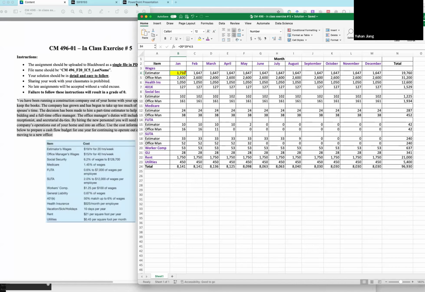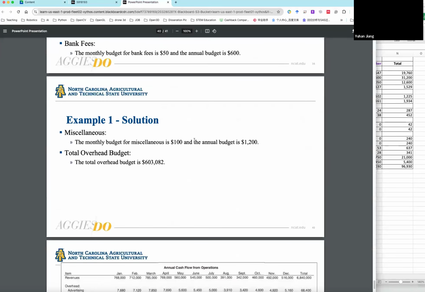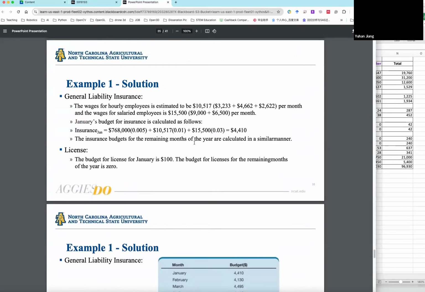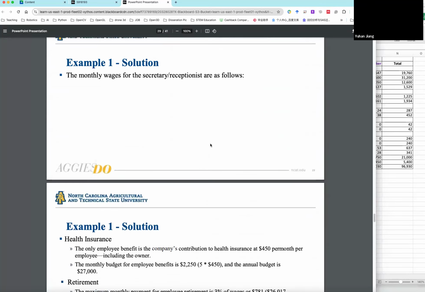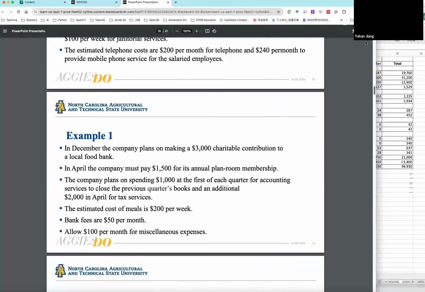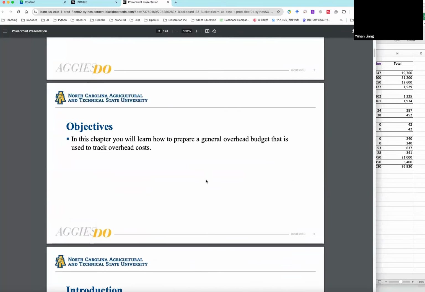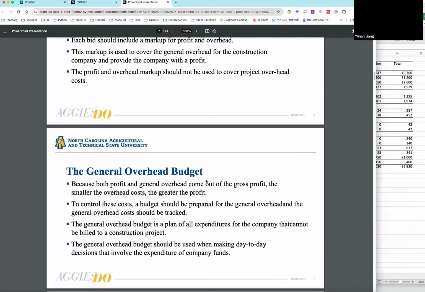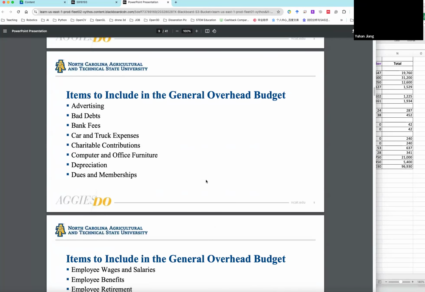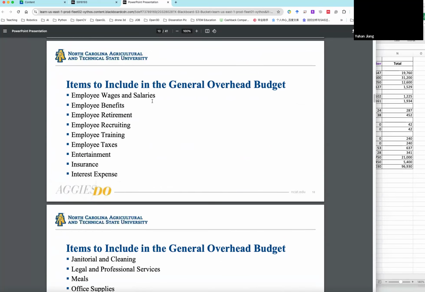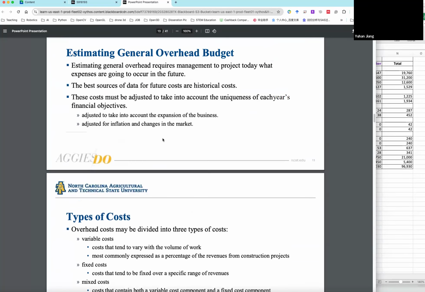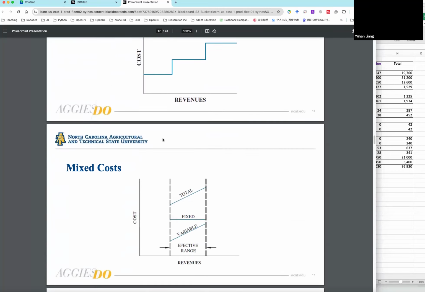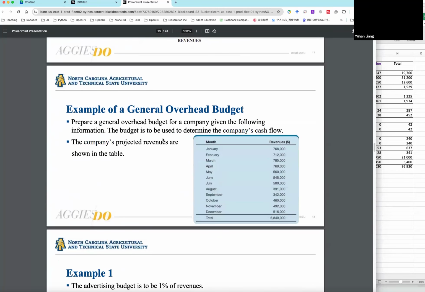If you're not familiar with it, let's go to the lecture notes and see what it is. This is all the overhead, covering the general overhead budget: the wage, salary, and benefits. So this is what we're going to do. So this is a difference.